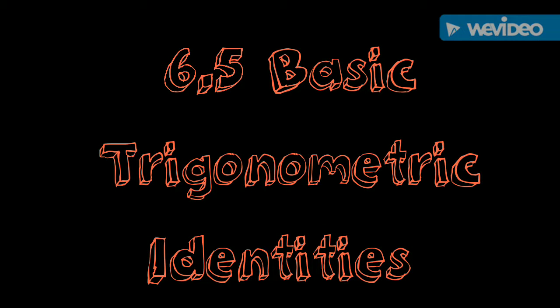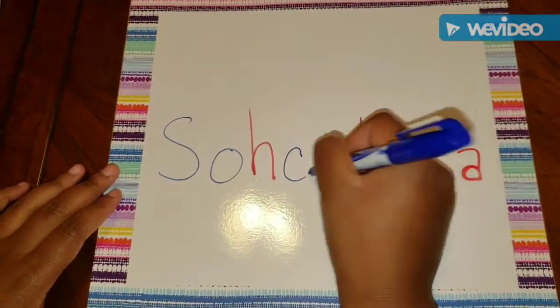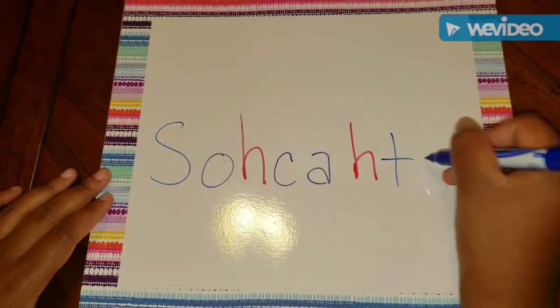Hello everyone and welcome to Honors Pre-Calc. Today we're going to be talking about 6.5 basic trigonometric identities. So we're going to start with the basics of SOHCAHTOA.